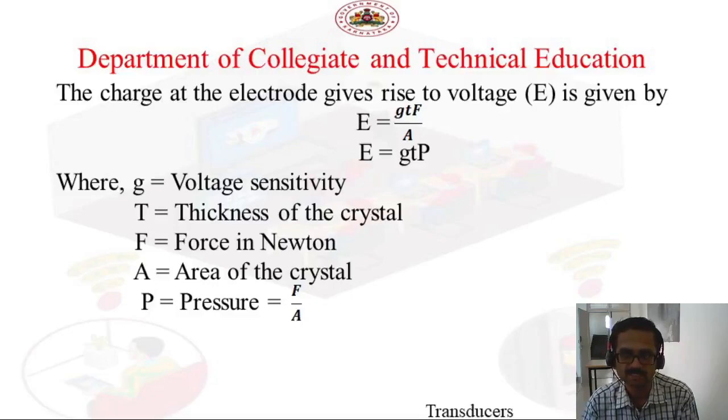So the charge at the electrode gives resultant voltage E, that is given by E is equal to G T F divided by A. The same can be expressed as E is equal to G T into P. Let us look at the terms. G is called the voltage sensitivity of that crystal. A crystal has a property, a proportionality constant, called voltage sensitivity. T is the thickness of the crystal and F is the force applied in newtons.